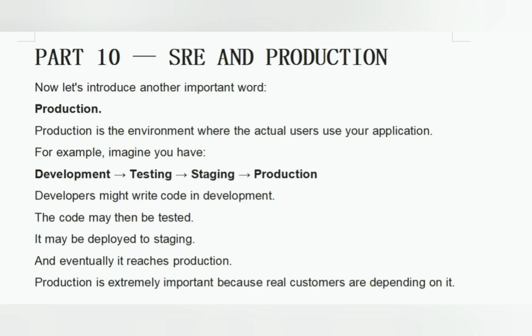Coming to part 10, SRE and production. Let's understand another important word, that's production. Production is the environment where the actual users use your application. For example, imagine you have development, then testing phase, then staging phase, and production phase. So developers might write the code in development. The code may then be tested, it may be deployed to staging, and eventually it reaches production. Production is extremely important because real customers are depending on it.